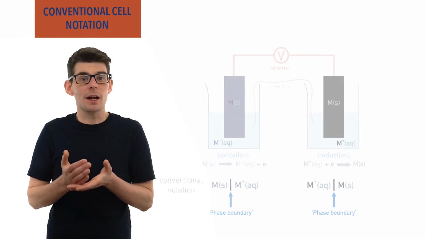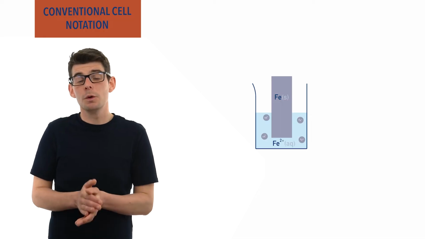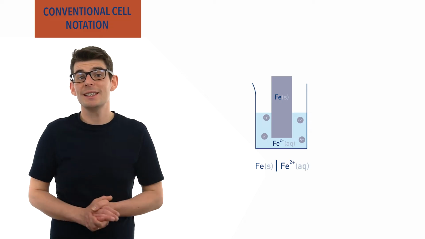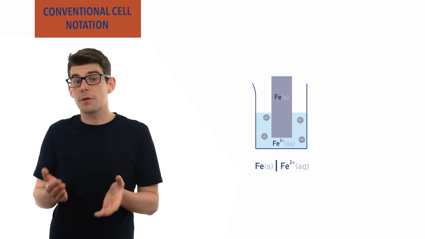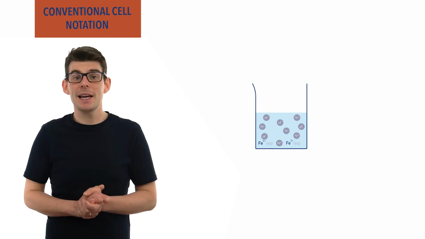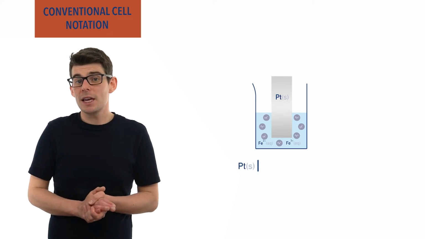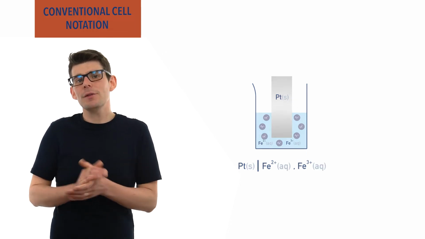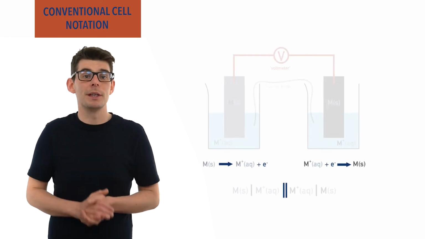For example, an iron half cell with a solid iron electrode with Fe2+ ions would be Fe(s) | Fe2+(aq). Species in the same state but a different phase can also be separated by a comma. For example, an Fe2+ and Fe3+ half cell with a platinum electrode would be Pt(s) | Fe2+(aq), Fe3+(aq). For any given electrochemical cell, the two half cells are drawn with a double line separating them.